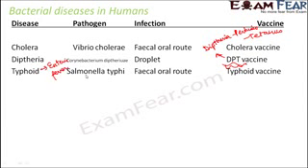So here it is caused by the pathogen Salmonella typhi. The infection spreads through fecal oral route. The vaccine which is available for typhoid is typhoid vaccine.